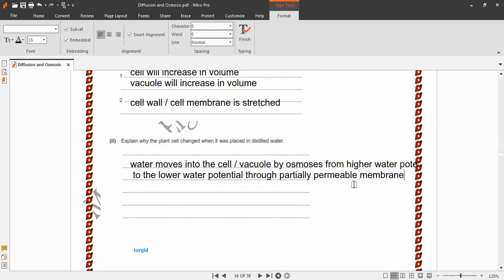In active transport, we write cell membrane, right? Yes. Partially permeable membrane. Okay, that's enough. Water moves into the cell or vacuole by osmosis from higher water potential to lower water potential through or across a partially permeable membrane. Okay.